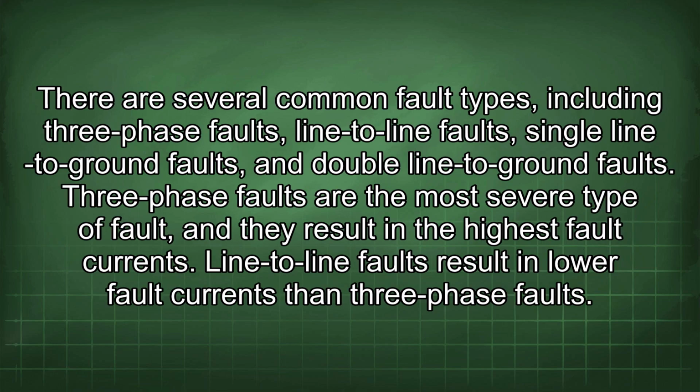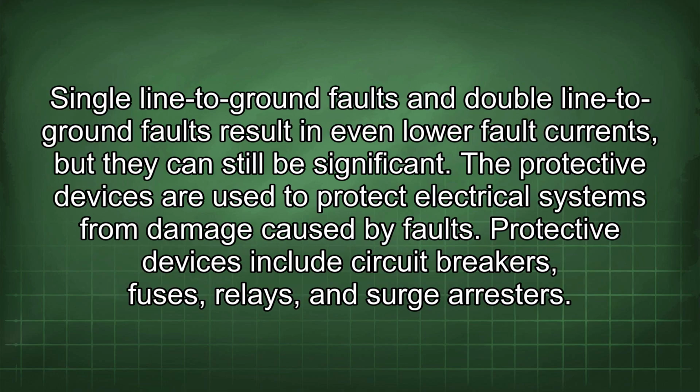The fault type affects the magnitude and characteristics of fault currents. There are several common fault types, including three-phase faults, line-to-line faults, single line-to-ground faults, and double line-to-ground faults. Three-phase faults are the most severe type of fault, and they result in the highest fault currents. Line-to-line faults result in lower fault currents than three-phase faults. Single line-to-ground faults and double line-to-ground faults result in even lower fault currents, but they can still be significant.